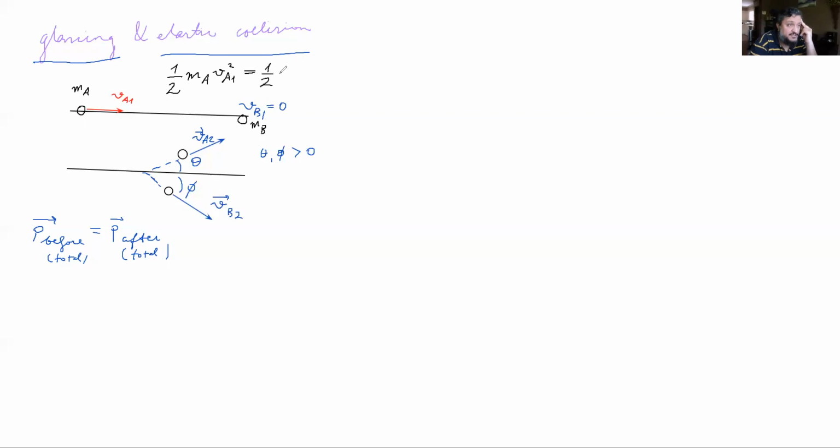The total kinetic energy will be 1/2 MA VA2 squared plus 1/2 MB VB2 squared. Okay. So these are billiard balls, so probably the masses are the same, right? So let's just call this M. M is MA and MB. They're equal.